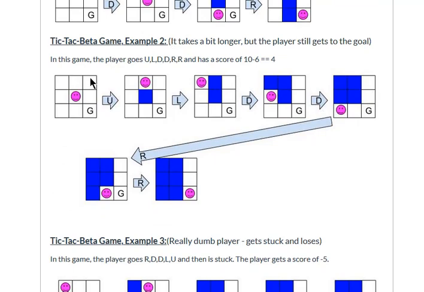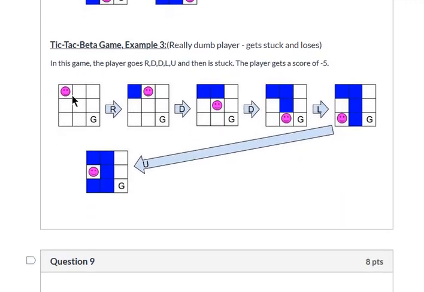This takes a little bit longer, so they go up, left, down, down, right, right. So that should be 10, and then they made 1, 2, 3, 4, 5, 6 moves. So 10 minus 6 is 4. Good. And here's the dumb play, right? So they go right, down, down, left, up, and they're stuck, and they get a score of, they moved 1, 2, 3, 4, 5, negative 5.